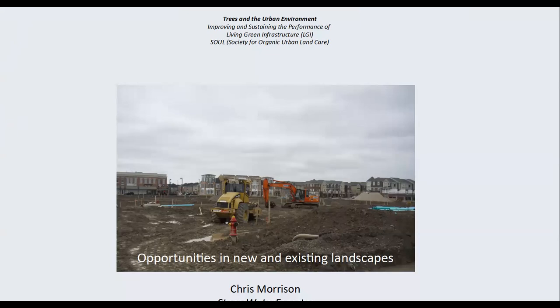And today we're looking at long-term maintenance of living green infrastructure. The focus is on trees in urban landscapes, but there's no getting around looking at the relationship of the trees to the rest of the landscape they're in. So that's what we're going to focus on today.